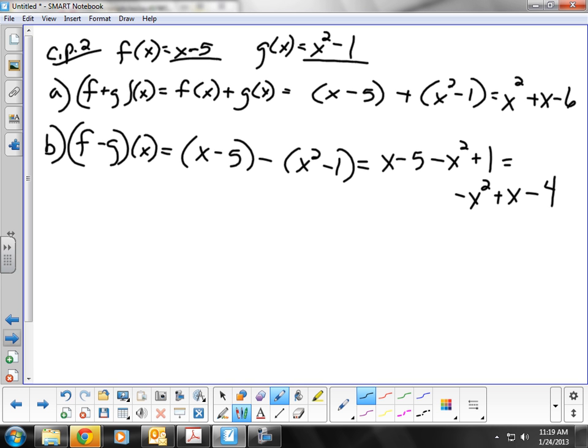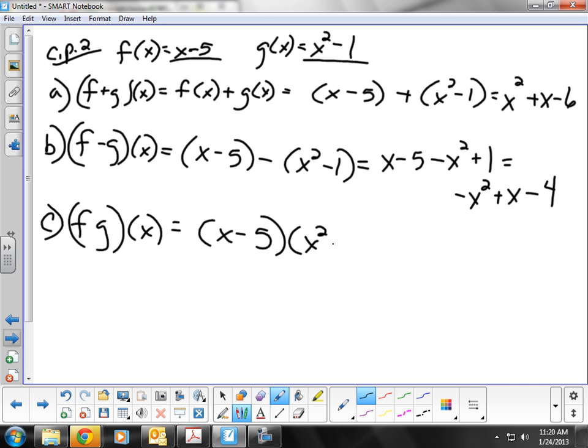Anybody got any questions about what's going on there? Just combining like terms. Part C wants me to do f times g of x. Are you noticing that there's no symbol in between f and g for me to be multiplying them together? So that means I'm going to take x minus 5 times x squared minus 1.